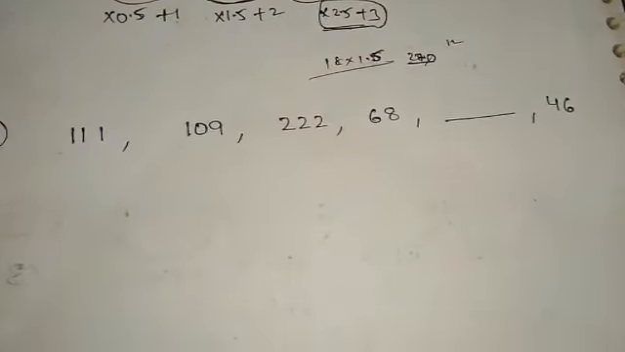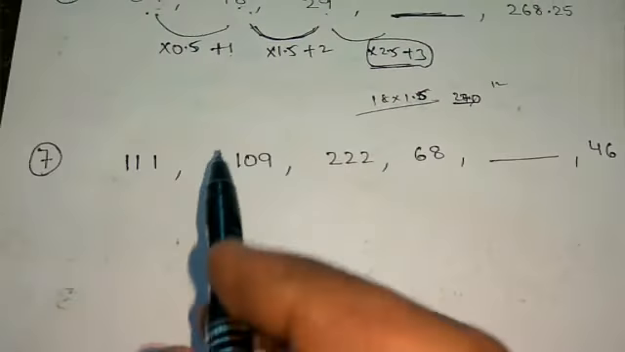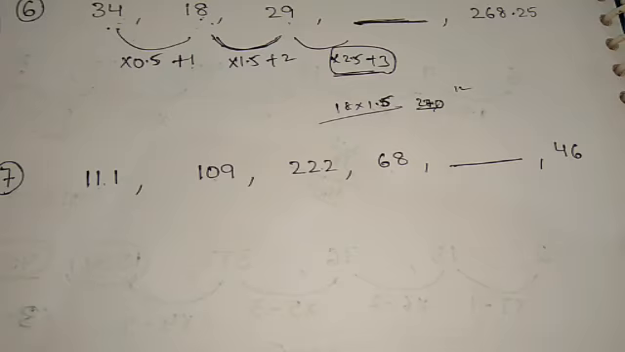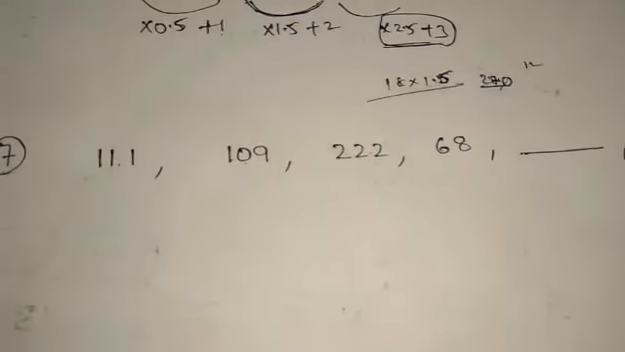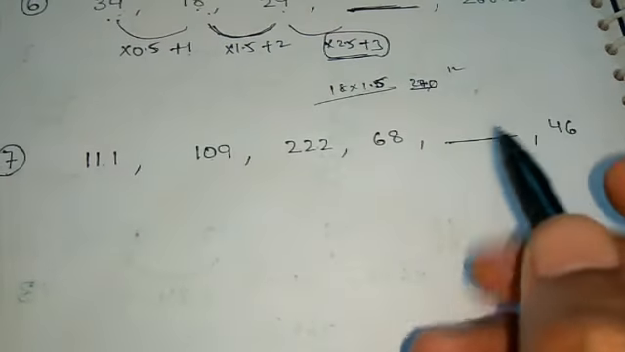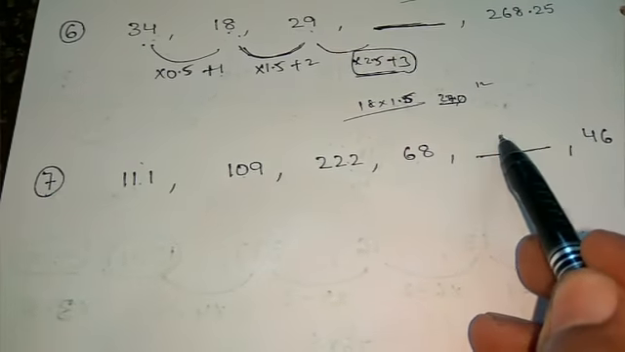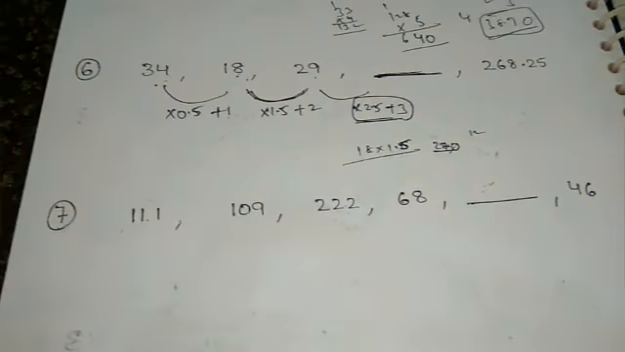Okay. So now we are going to see the last one in this method, in this multiplication series. See here: 111, 109, 212, 222, 68 dash 46. So clearly observe here. When we find this series, we can't find any logic here, right? So there is a possibility 111, 222 and 333 can be here. If there is 333 in the options, you can go with that option.